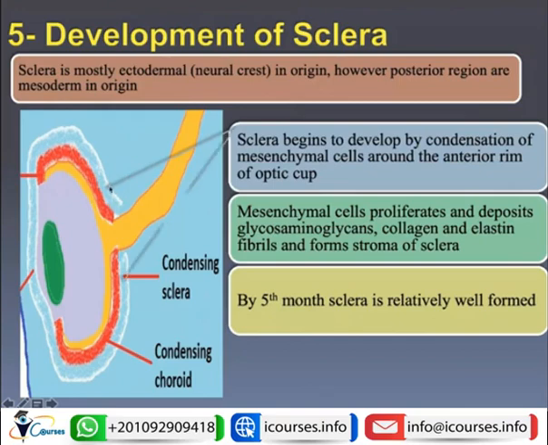It is started by condensation of mesenchymal cells around the anterior rim of the optic cup, and then they proliferate and secrete collagen and glycosaminoglycans to form the stroma of the sclera. And around the 5th month of gestation, mostly the sclera will be formed.